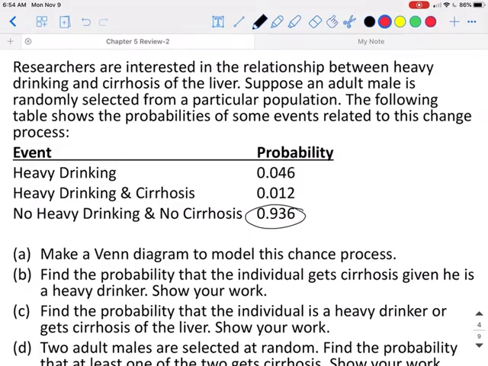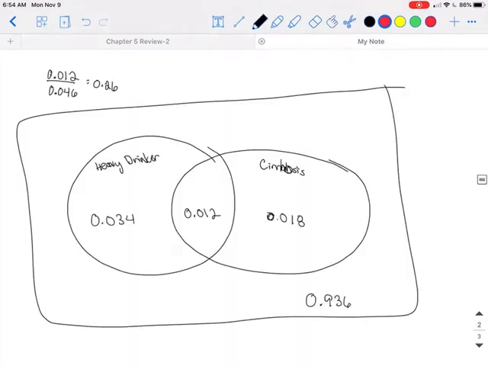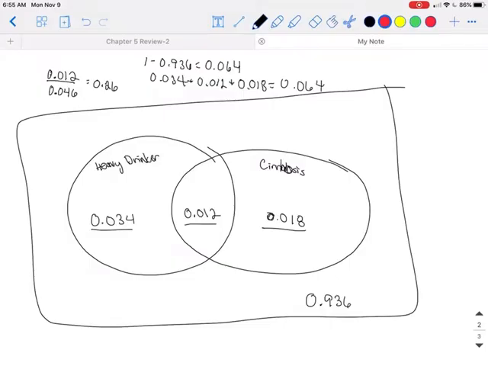Find the probability that the individual is a heavy drinker or gets cirrhosis of the liver. Show your work. Now, showing your work on this, if you have a Venn diagram, is much easier because you can just add those categories. So they are just a heavy drinker, or they're a heavy drinker who gets cirrhosis, or they just get cirrhosis. We can just add those categories. So 3.4% plus 1.2% plus 1.8% will give us 0.064 or 6.4%. The other way you could have looked at this is you could have just said 1 minus the probability they don't have any of those conditions, and that'll still give you that 6.4%.